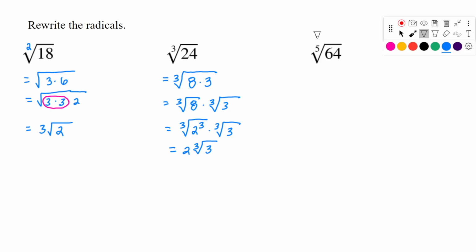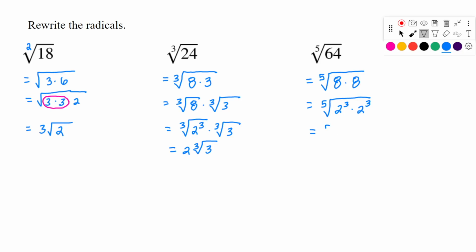And for the third one, we have the fifth root of 64. Well, we know that 8 is 2 cubed. So I'm going to have my fifth root. If I do 8 times 8, that's going to be 2 cubed times 2 cubed. Well, that's more than I need.